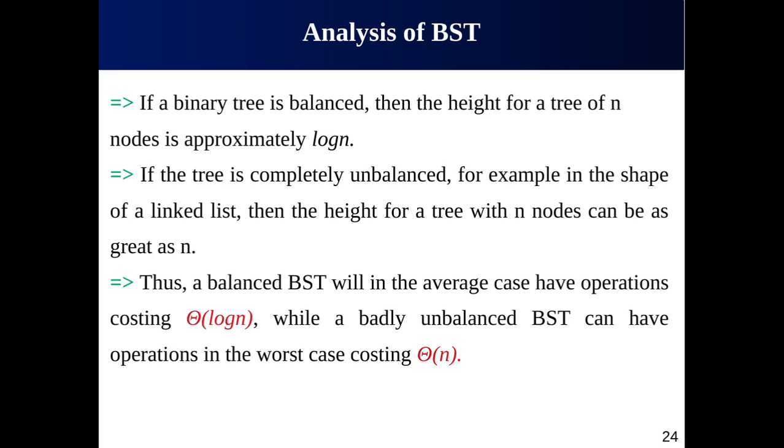So you can say that a balanced binary search tree will in the average case have the performance of theta log of n. But if it is an unbalanced binary search tree, then the operation in the worst case is going to be a linear function, that is theta n. Okay, and there is also a proof for it, but we will not go into the detail.